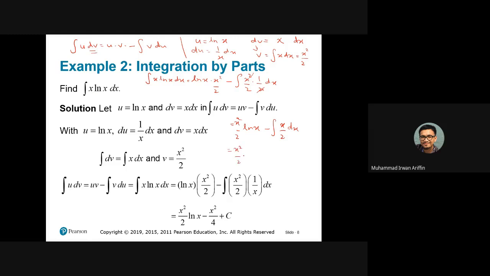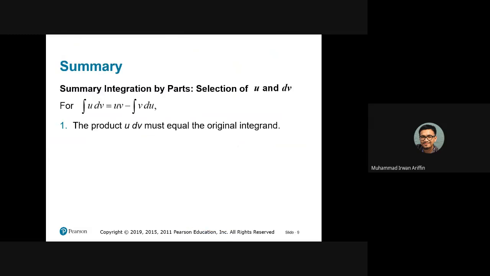And this would be x squared over 2 natural log of x minus, this is half, you can take it out. So this becomes x to the power of 2 over, this is already over 2, and then we have to divide with 2, right? So 2 multiplied by 2 is 4. And then don't forget c. That's how we get this, and this is the answer for example 2. Try to differentiate this and make sure that you should be able to retrieve the original function. So this would be the summary to do the integration by parts.